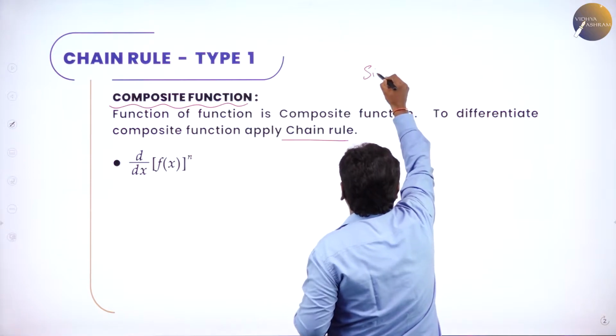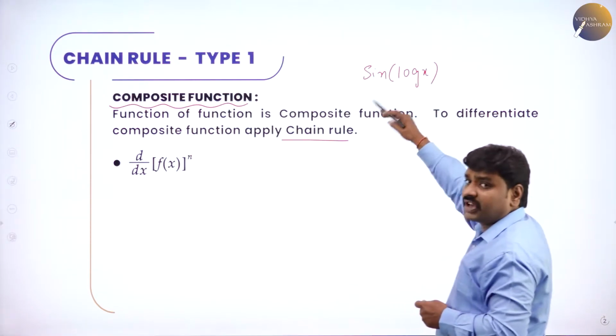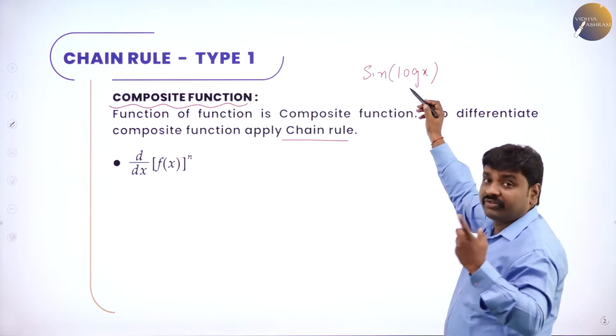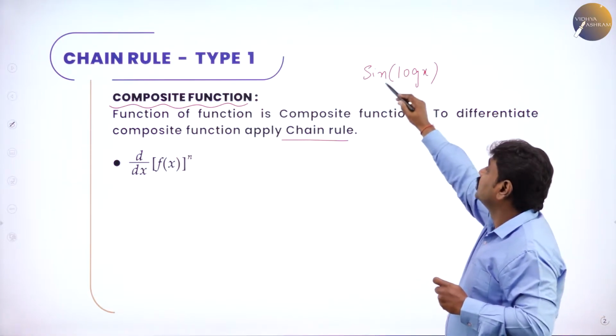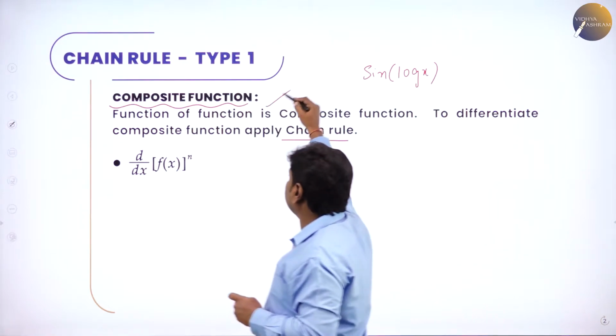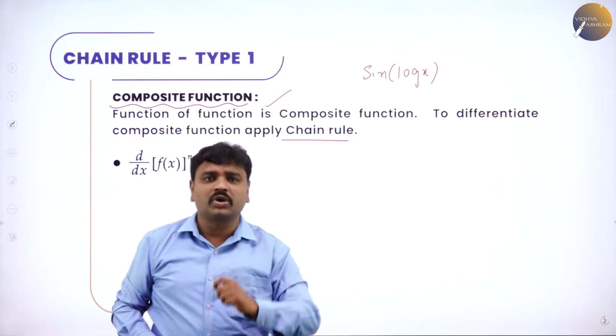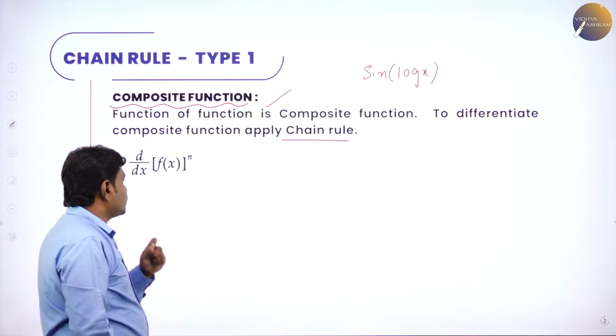So for example, we have different types of functions. Suppose if I write sine of log x, this is not sine x or log x. Inside sine we have log x. Inside sine we don't have variable. Inside sine we have function. So function of function. Like the different types of functions, we call them as what? Composite functions. If you want to differentiate composite function, we have to use what rule? Chain rule.